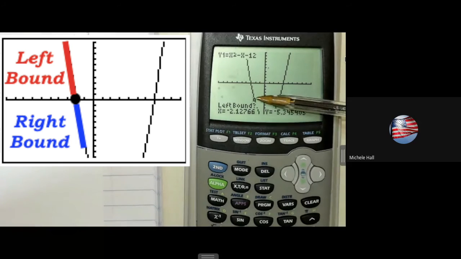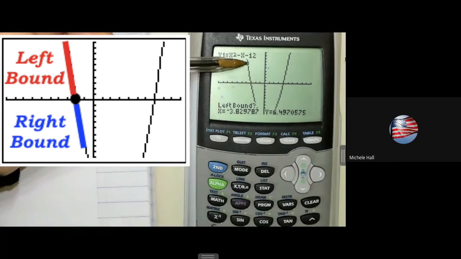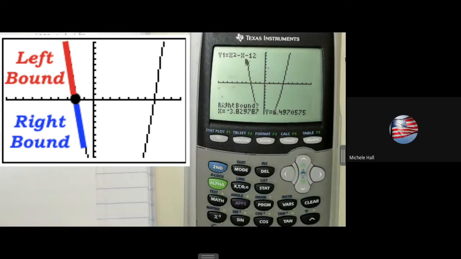Right here, if I go straight up to the axis, I'm on the right-hand side of it. So if I go on top and look, if I go straight down, now I'm on the left-hand side of that x-intercept. That's what it means by left bound. You need to be on the left-hand side of the intercept. You hit enter, and then it asks about the right bound.